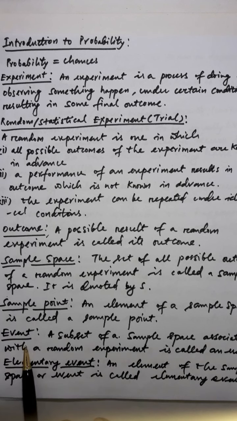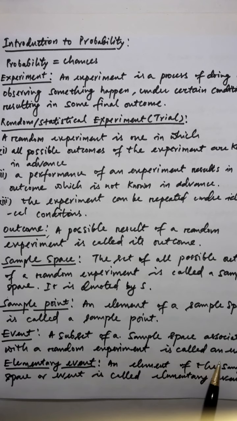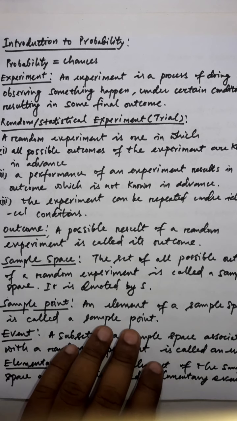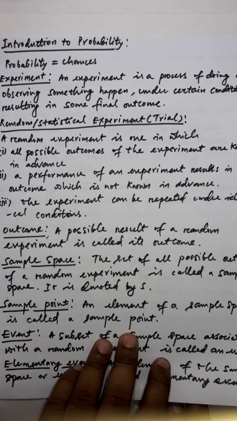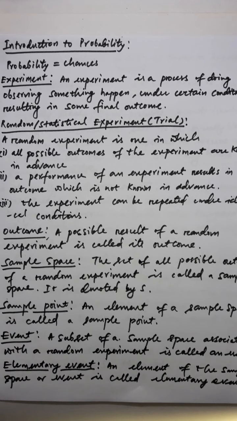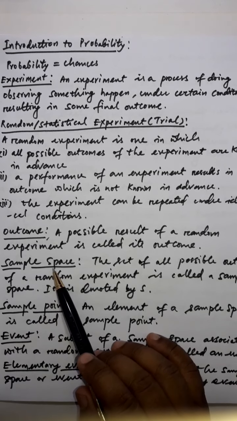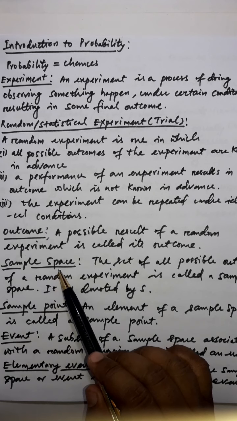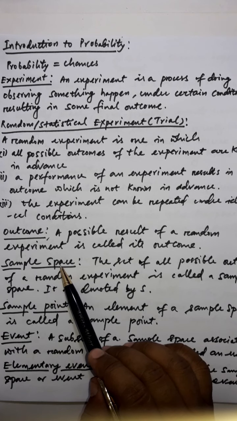Then come to event. An event is a subset of the sample space associated with the random experiment. So any subset of a sample space associated with the random experiment is called an event. Here our aim will be to find the probability or chances of this event with respect to the sample space, as an event is a subset of the sample space, or mathematically we can say that an event is a subset of the sample space S.